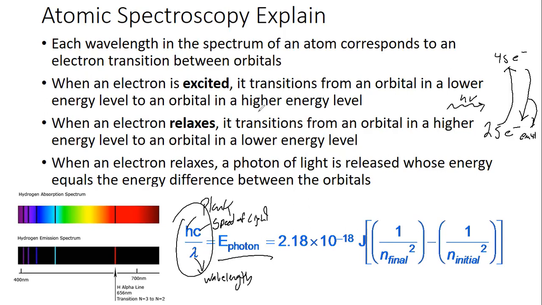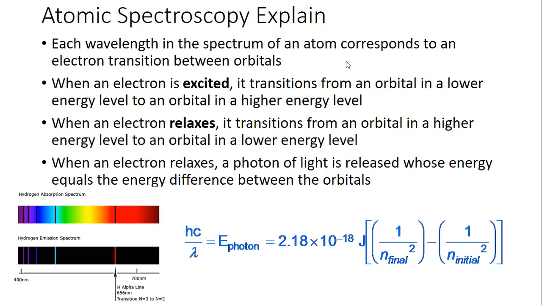We can also calculate the energy of a photon if we know what energy levels we're moving to and from. So the energy of a photon is also equal to 2.18 times 10 to the minus 18 joules. Remember, energy has units of joules, multiplied by 1 divided by our final energy level, n, squared, minus 1 divided by our initial energy level squared. So that will give us the energy of the light. This will hopefully become more clear when we do an actual problem.